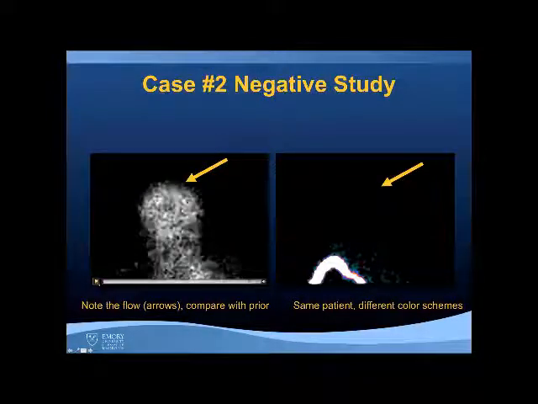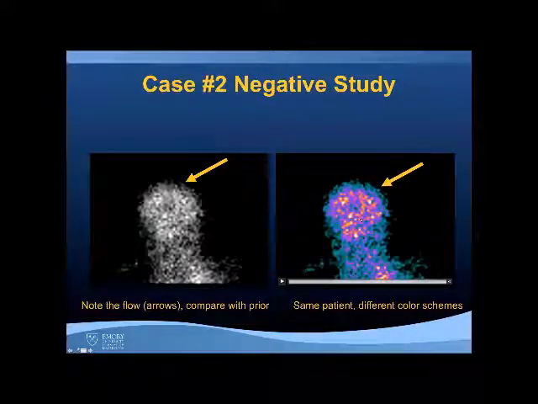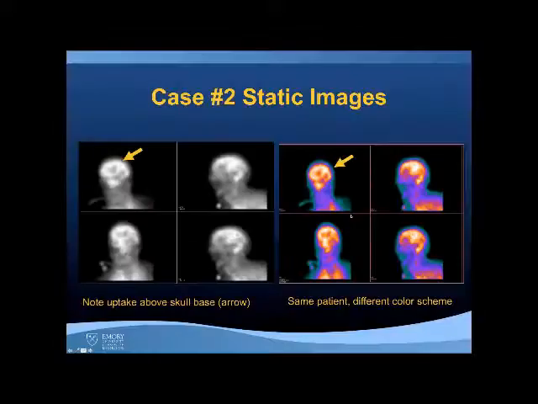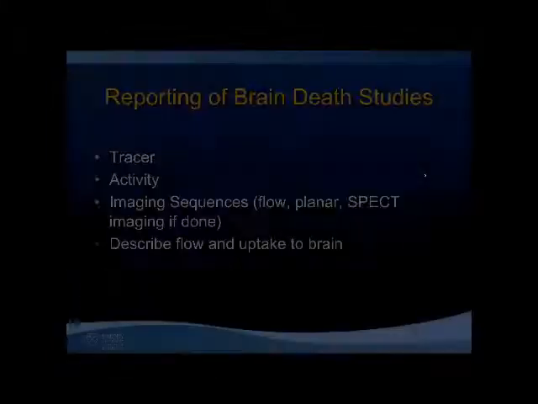In comparison to the prior study, you can see that there is a tracer intracranially, and this is just a different color scheme showing a flow of tracer intracranially. Then we have some more static images in anterior and lateral projection that shows that there is uptake of tracer within the brain. Different color scheme, uptake of tracer in the brain.